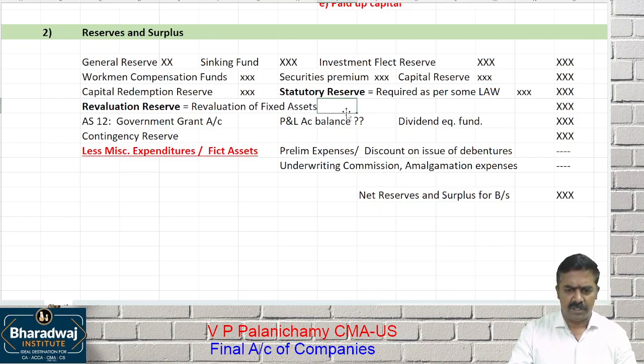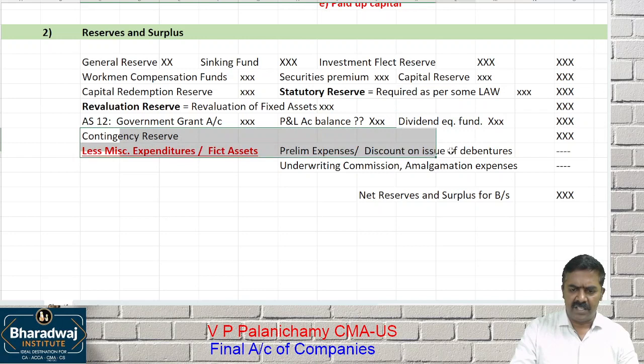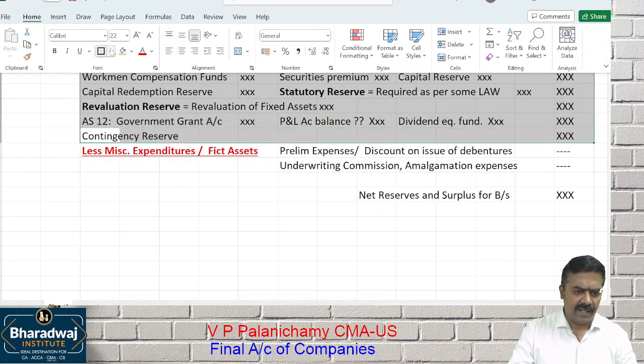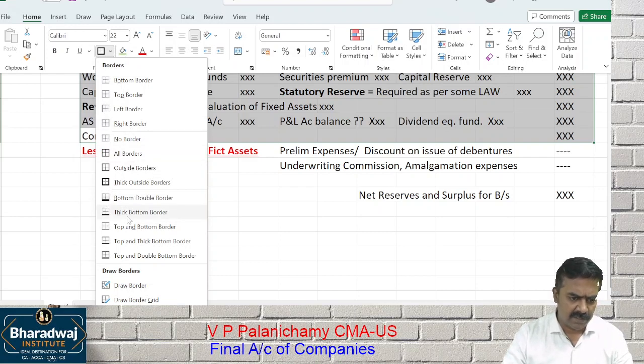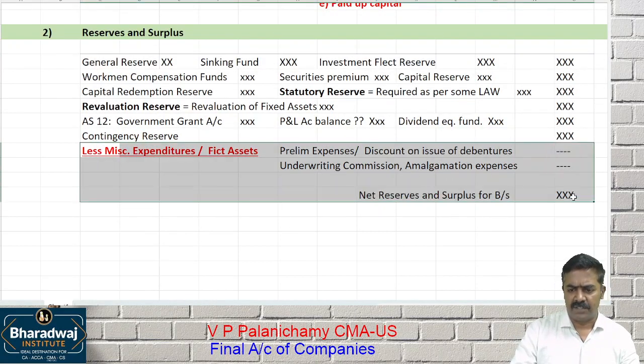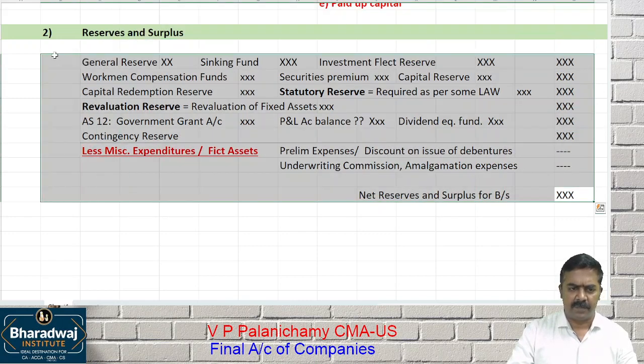Any revaluation reserves you can add up. Any government grant account you can add up. Profit and loss account balance, if any, you can add up. Any other reserve maintained by the company, you can add up. Even contingency reserves you can add up. All these things you can add, minus what? Minus miscellaneous expenses will give us net reserves and surplus for the balance sheet.